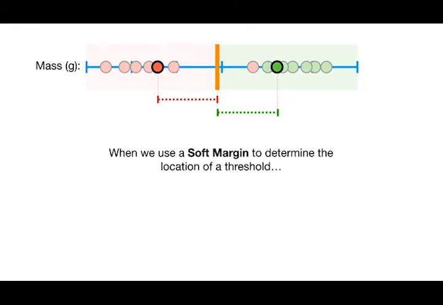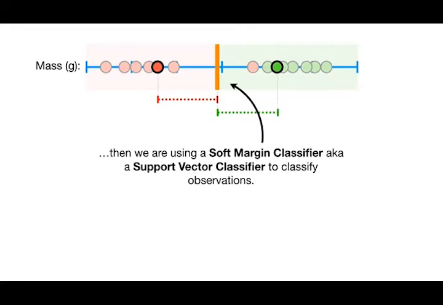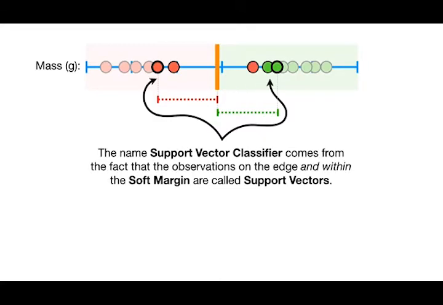BAM! When we use a soft margin to determine the location of a threshold, brace yourself, we have another terminology alert. Then we are using a soft margin classifier, aka a support vector classifier, to classify observations. The name support vector classifier comes from the fact that the observations on the edge and within the soft margin are called support vectors.